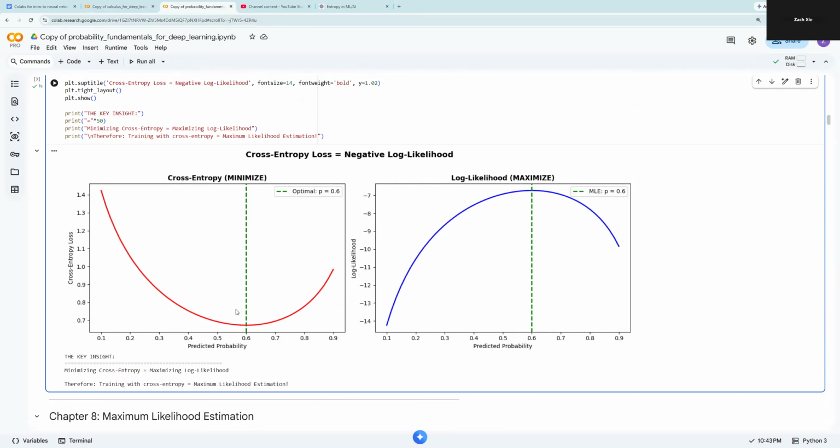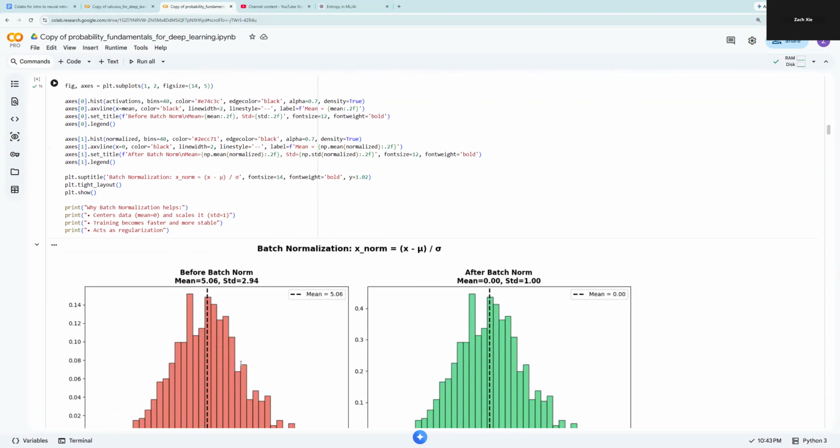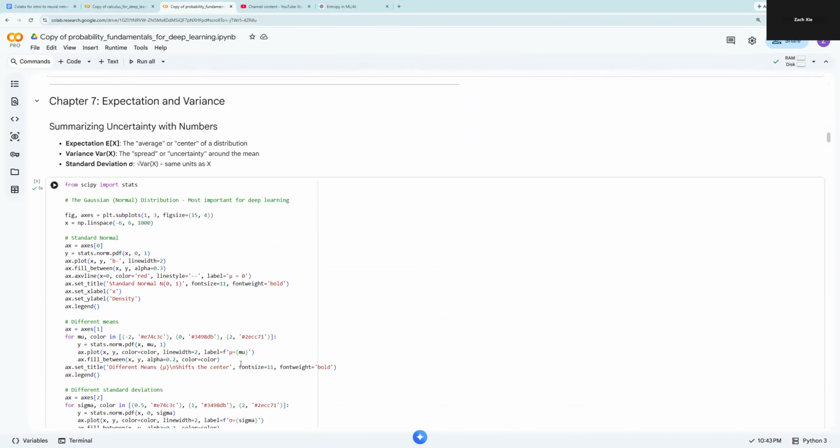So that's when gradient descent comes in, right? We want to minimize that, and we use gradient descent, and then we use back propagation to go backward and optimize the weights. So that's how it's all connected.